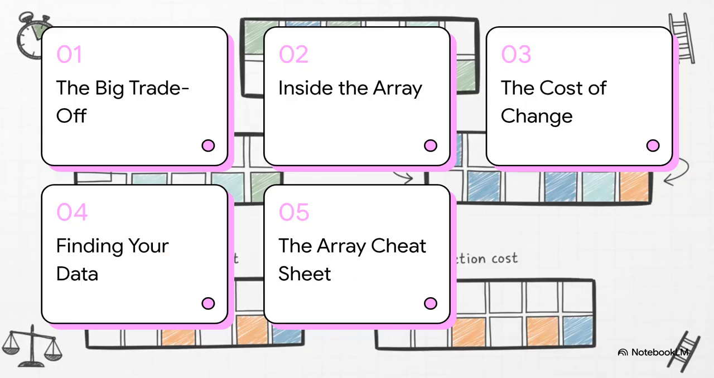All right, here's our game plan for today. We're going to start with a fundamental trade-off that every programmer has to wrestle with. Then, we'll dive right inside the array itself to see how it's built. After that, we'll uncover the hidden cost of making changes, learn a crazy fast trick for finding things, and wrap it all up with a simple cheat sheet that tells you everything you need to know.